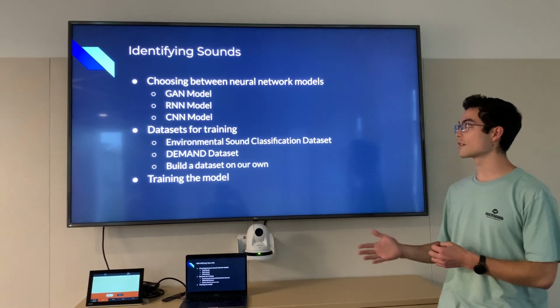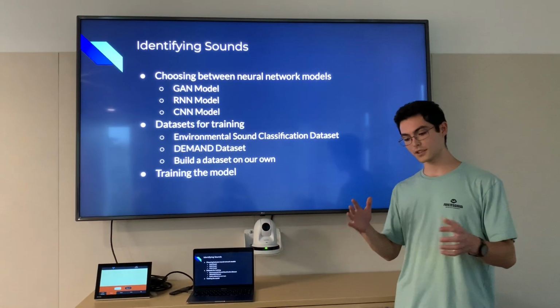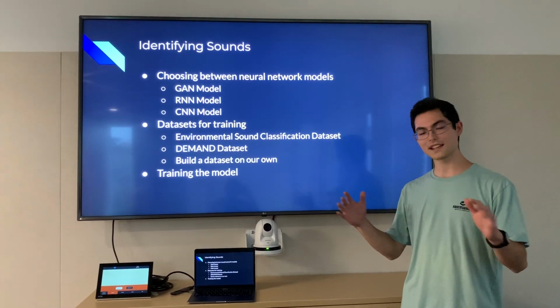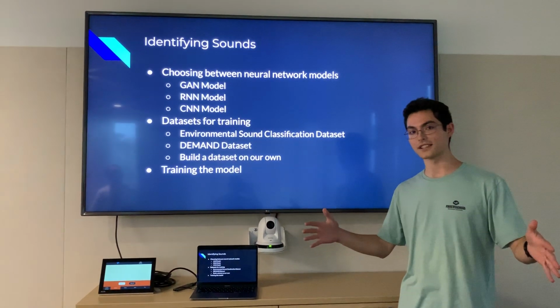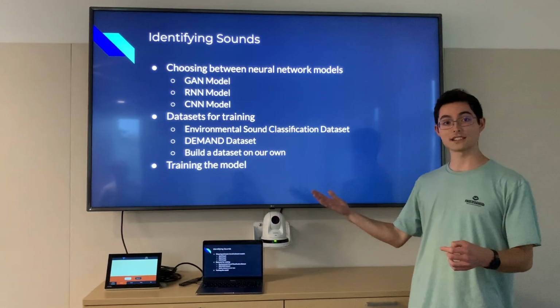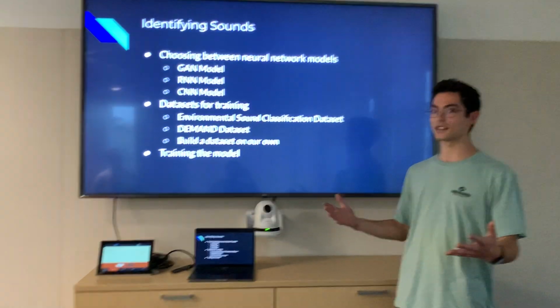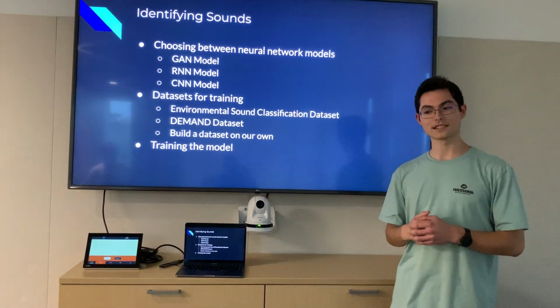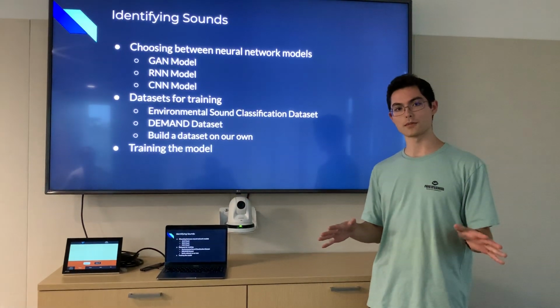The second one that we looked at was a recurrent neural network. These are really good for taking an input over a large section of data. So for instance, it's good at text classification and would be good at sound classification, except for the fact that it's a little bit too slow for our purposes.